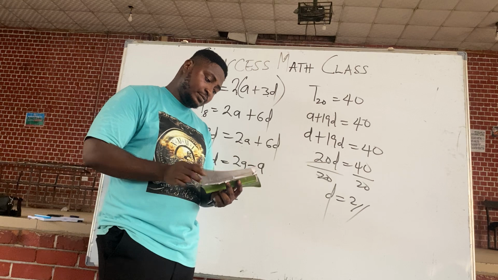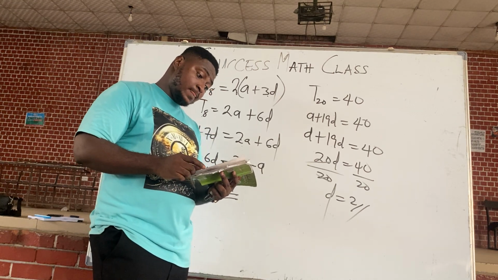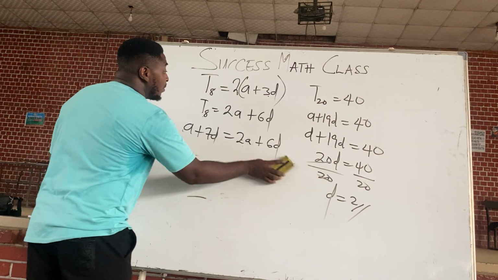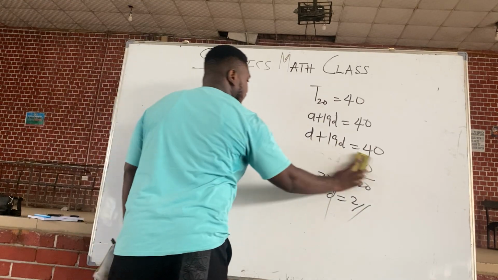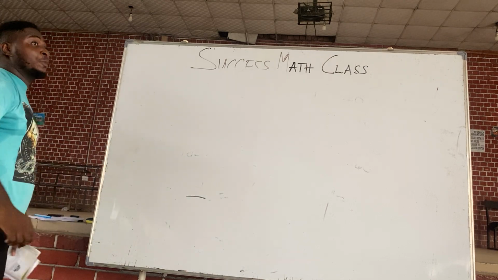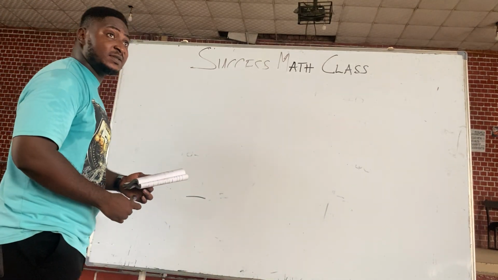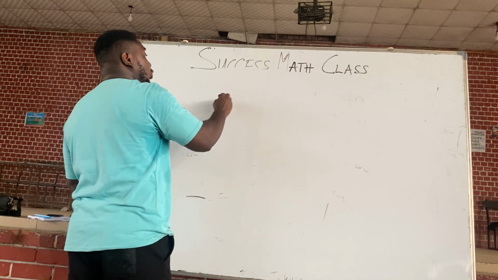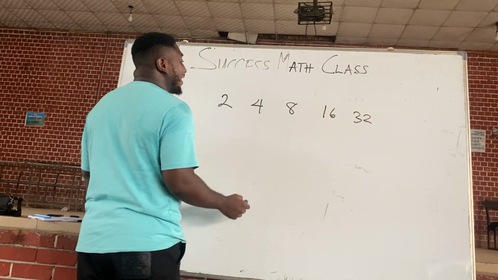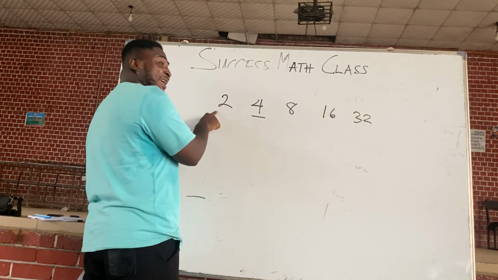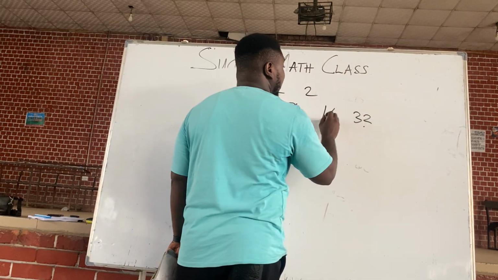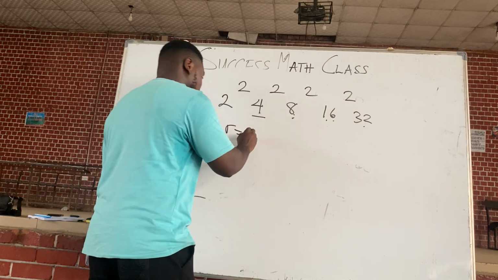For GP, class, we don't use common difference, we use common ratio. For a GP, there's a common ratio between the preceding term and the succeeding term. If this is 2, this is 4, this is 8, this is 16, this is 32. To get the common ratio, take the succeeding term divided by the preceding term: 4 divided by 2, 8 divided by 4, 16 divided by 8, 32 divided by 16. So the common ratio R is 2.